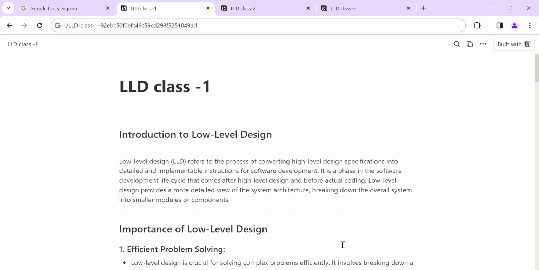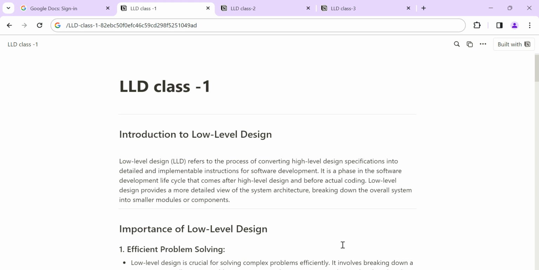So this is LLD class 1, and first I will give the introduction. In the introduction, first of all we have to know what low level design is. Low level design refers to the process of converting high level design specifications into detailed implementation instructions for software development.